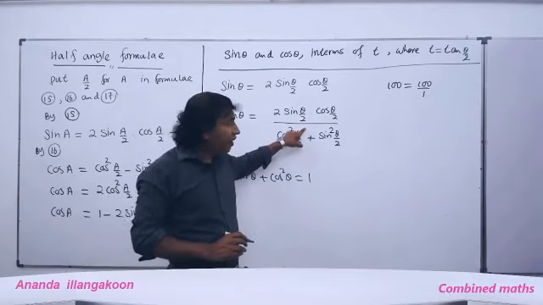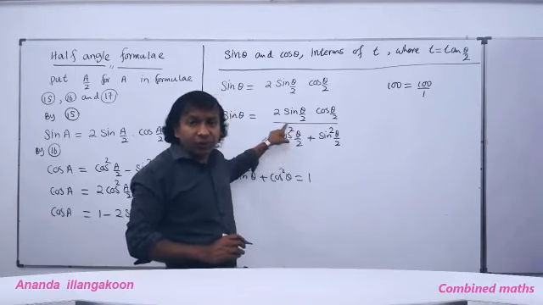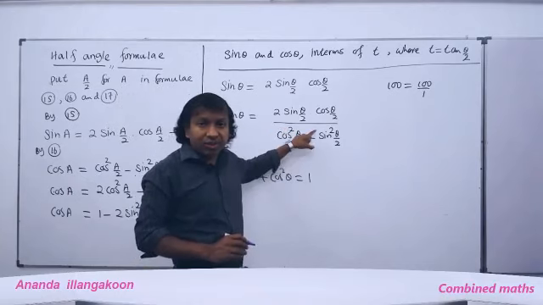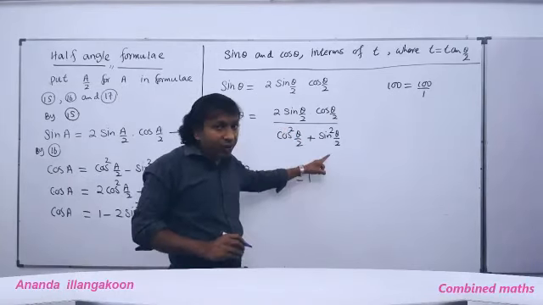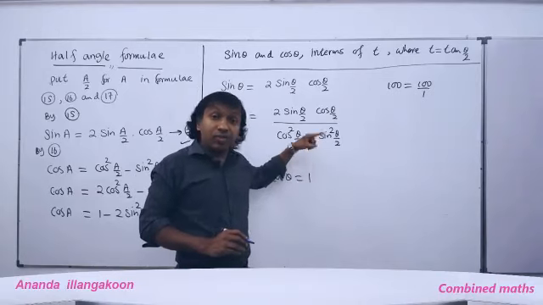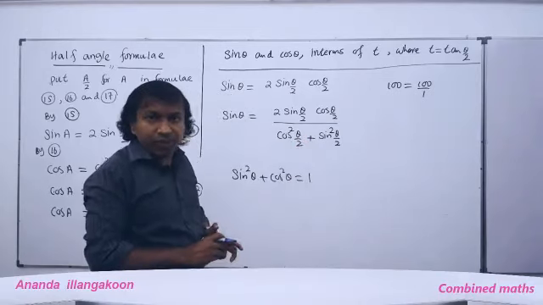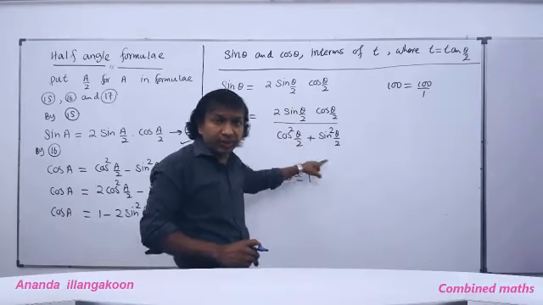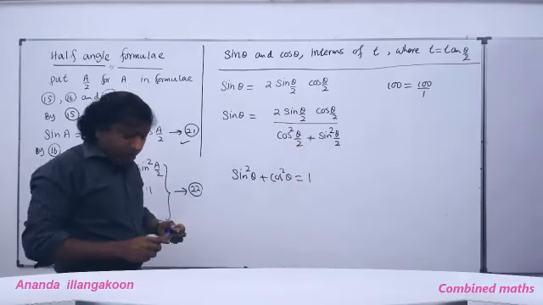The one we had here, now I can write how? Cos squared theta by 2 plus sin squared theta by 2. This one we write for that one, this denominator we had. Understood? This fraction won't change due to writing like this. Okay? Okay. Now what happens is this.